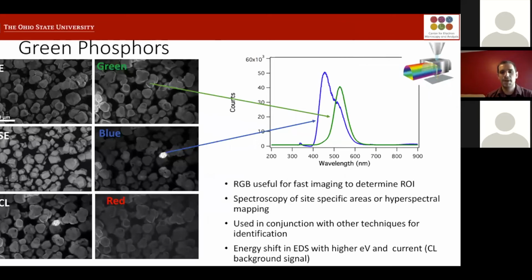If you remember, they were super bright from the initial scan. And what we can see here is if we look at secondary, backscatter, or panchromatic, there's one bright one there.